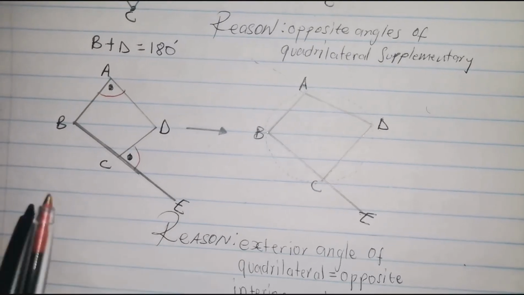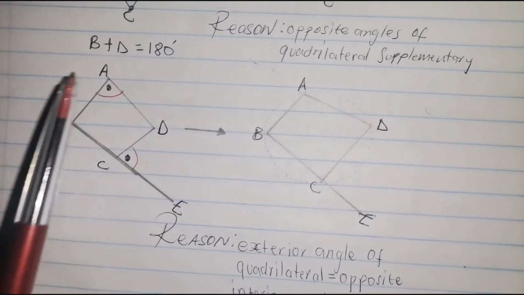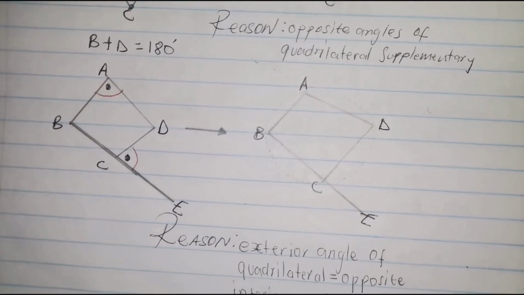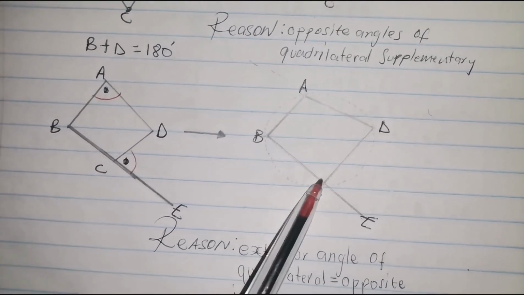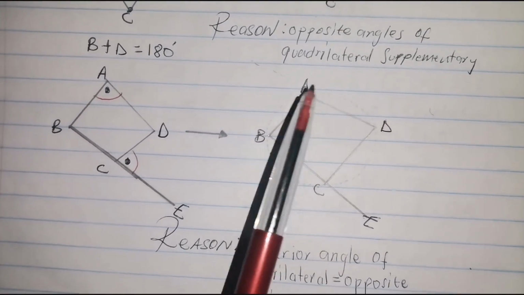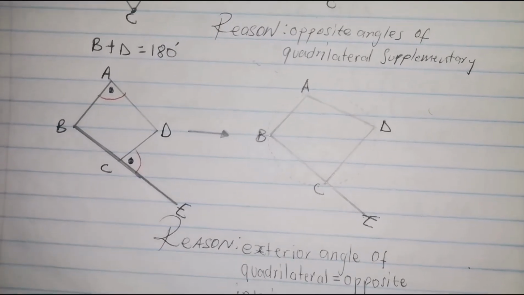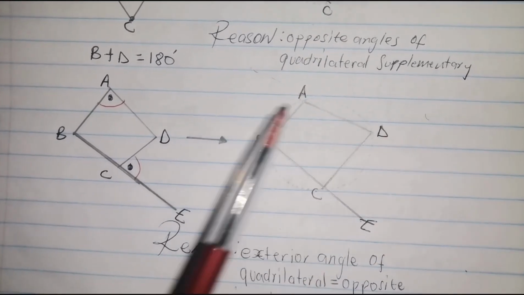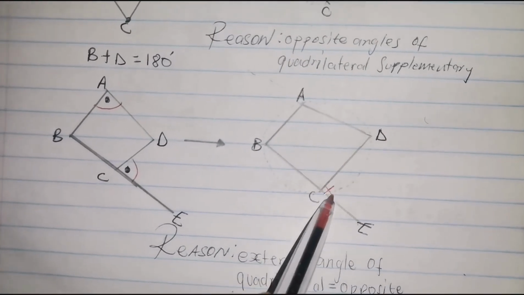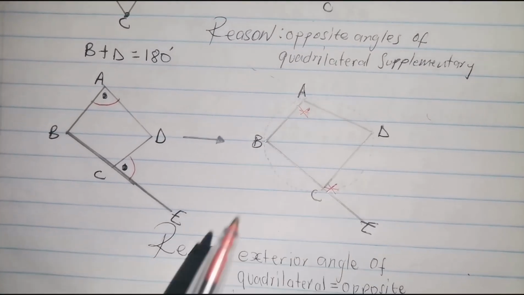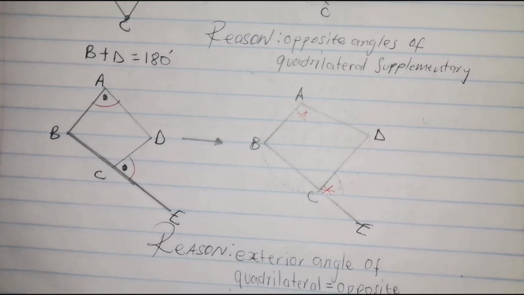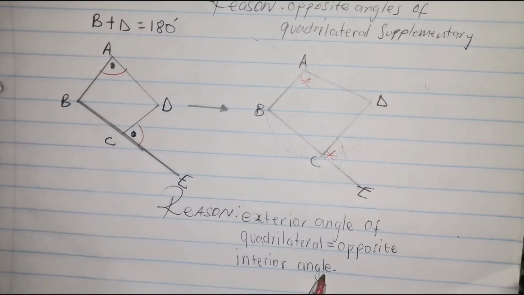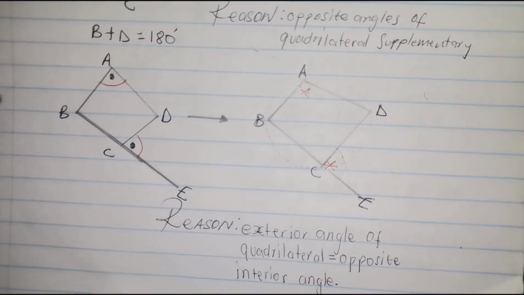So now, for this kind of drawing to be called a cyclic quad, these 4 points need to touch the circumference, just like here, B, C, A, D. These 4 points all touch the circumference. Hence, we're going to call this quadrilateral a cyclic quad because there are 4 points on the circumference. And this angle here is going to be called this angle because of what? It is an exterior angle. And this exterior angle of a quadrilateral is equal to the opposite interior angle.